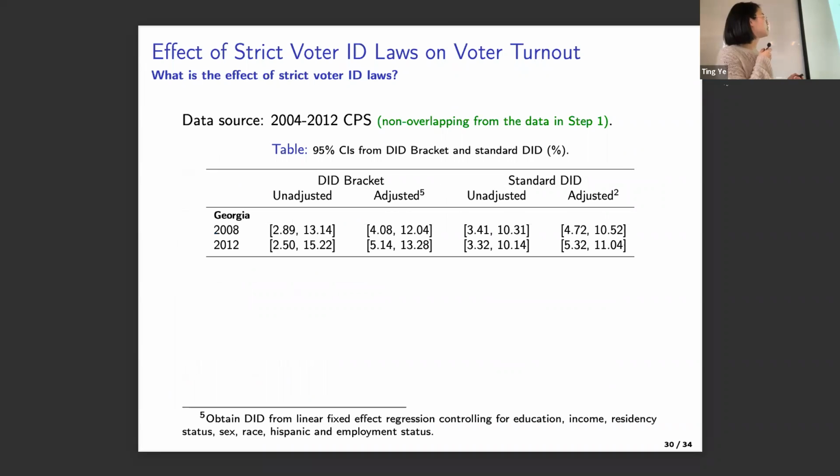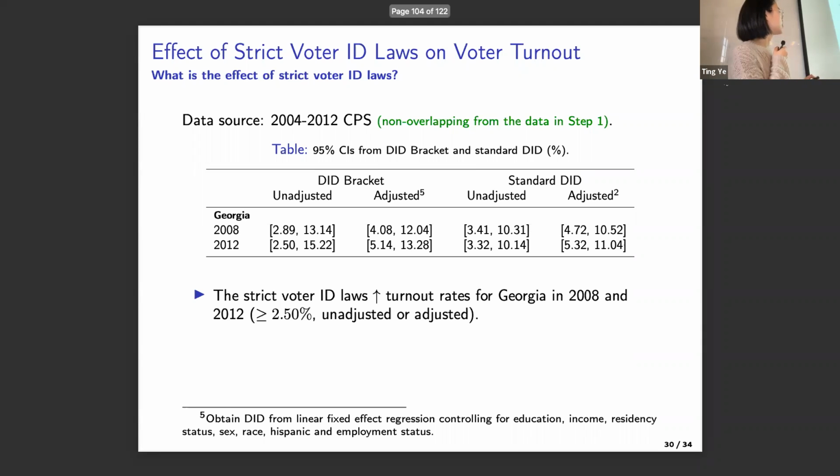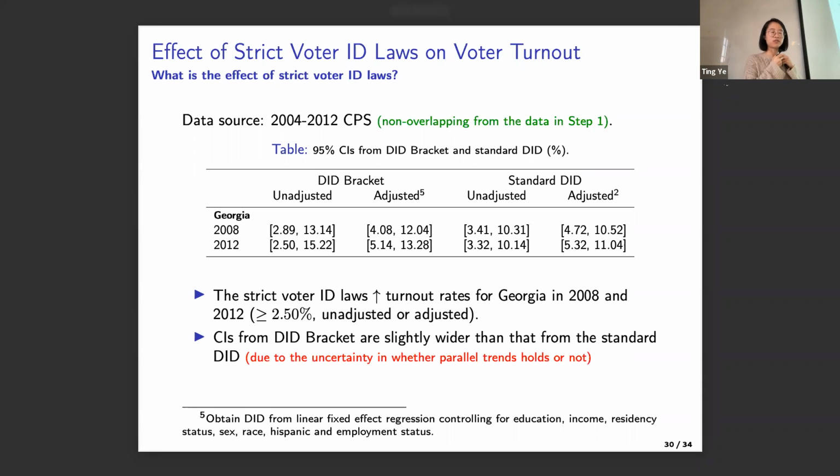Based on the DID analysis, we have an unadjusted version and a covariate-adjusted version, and you can see using either method that the causal effect of the voter ID law on turnout is positive, and similarly for the standard DID method. So the conclusion is that strict voter ID laws actually increased turnout for Georgia in 2008 and 2012, by larger than 2.5%, adjusted or unadjusted. The confidence intervals from the DID bracket are slightly wider than those from the standard DID. This is due to the uncertainty about whether the parallel trends assumption holds or not.